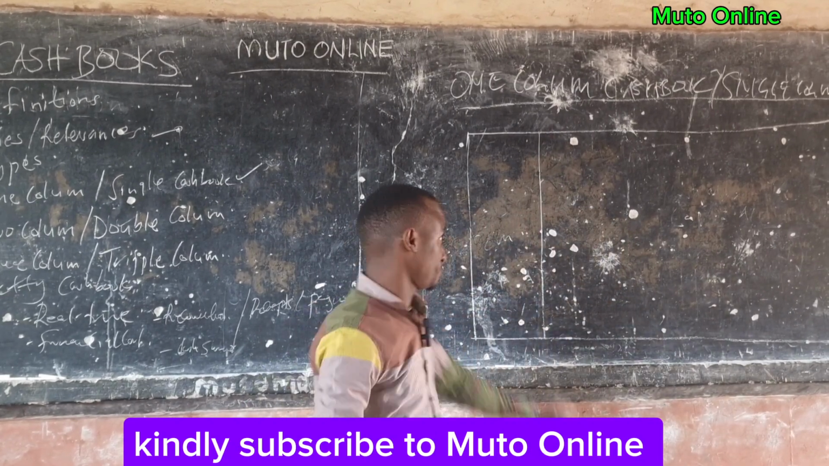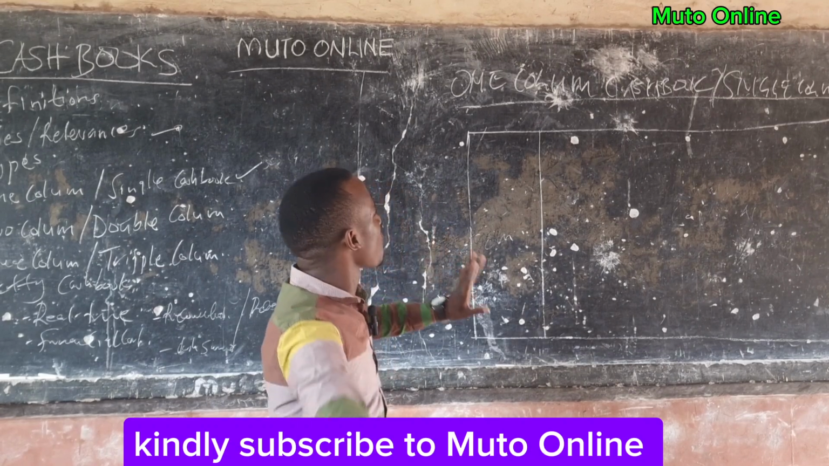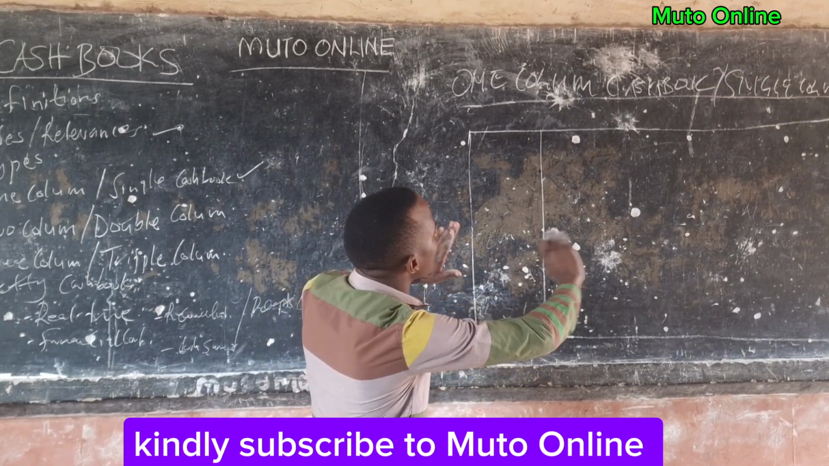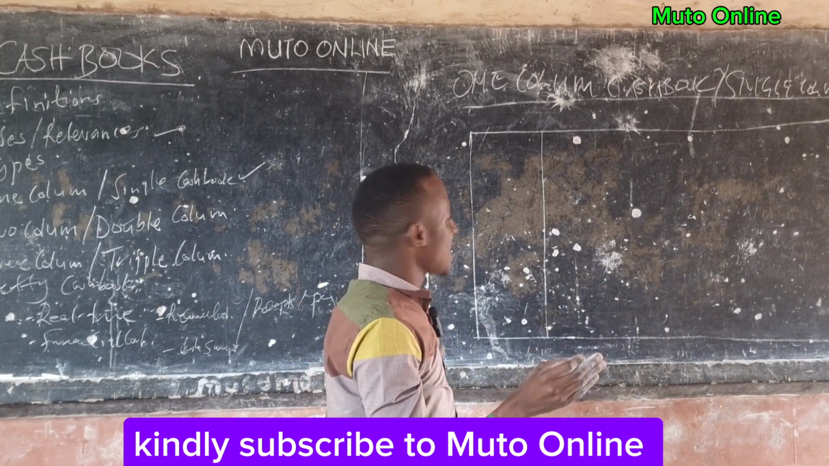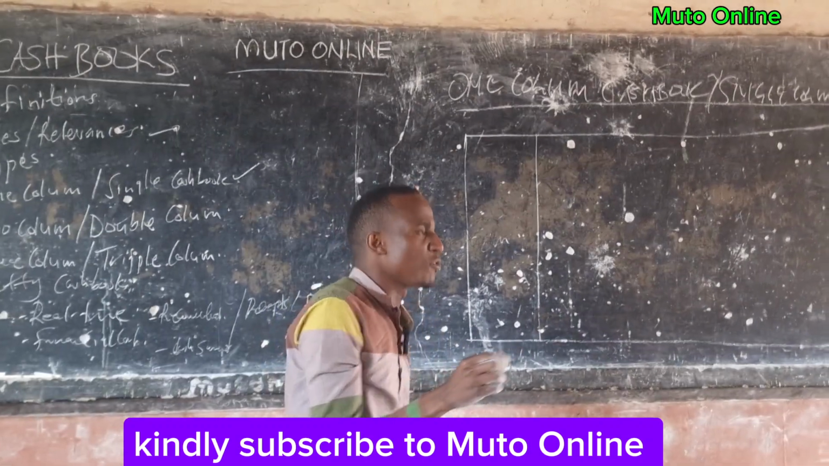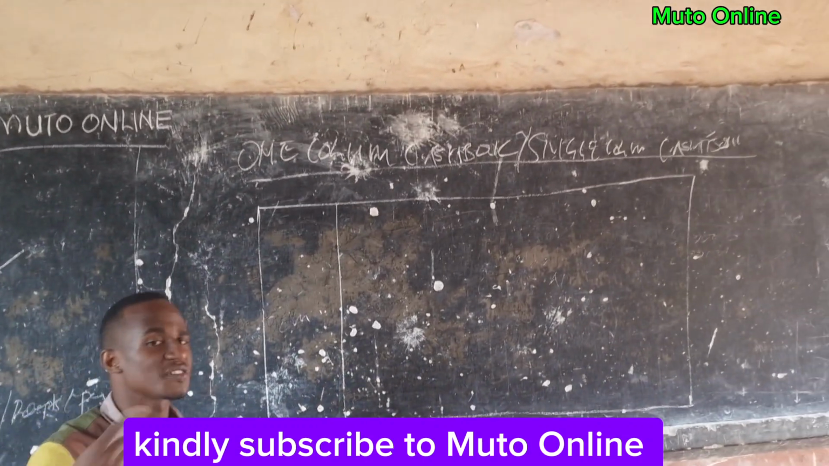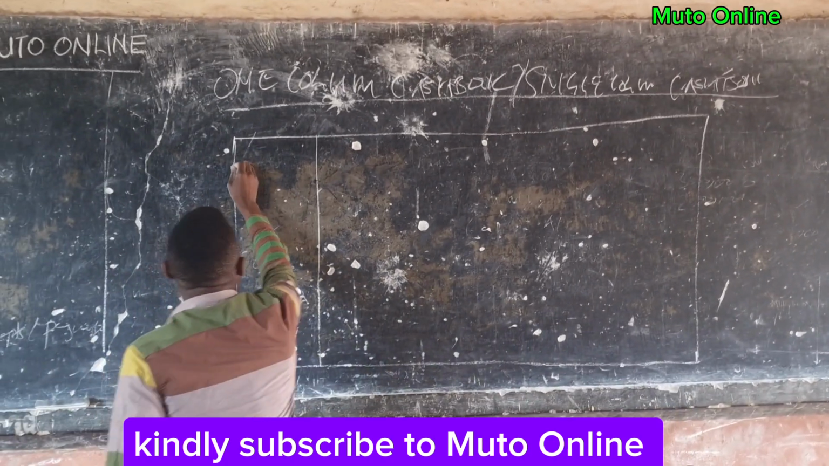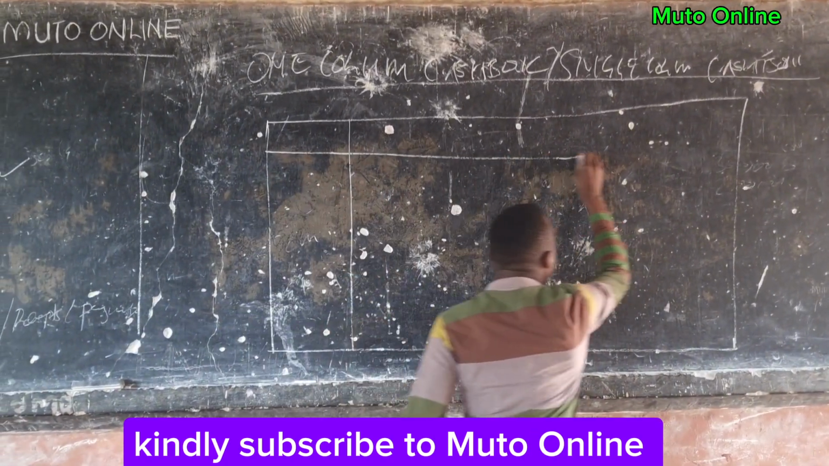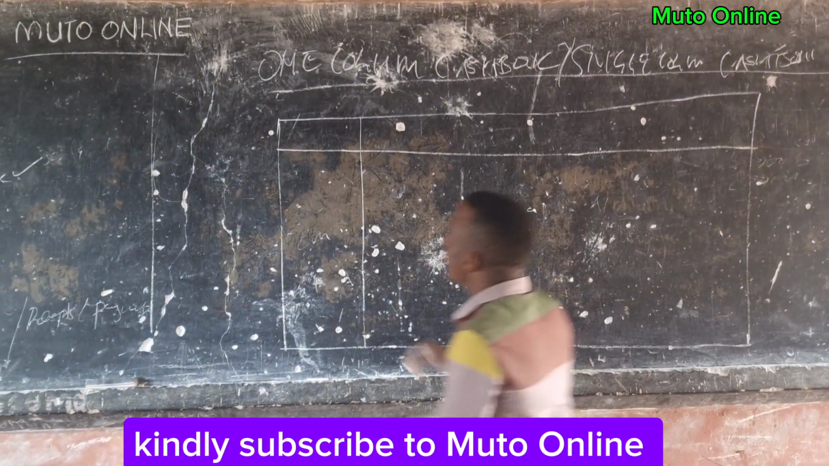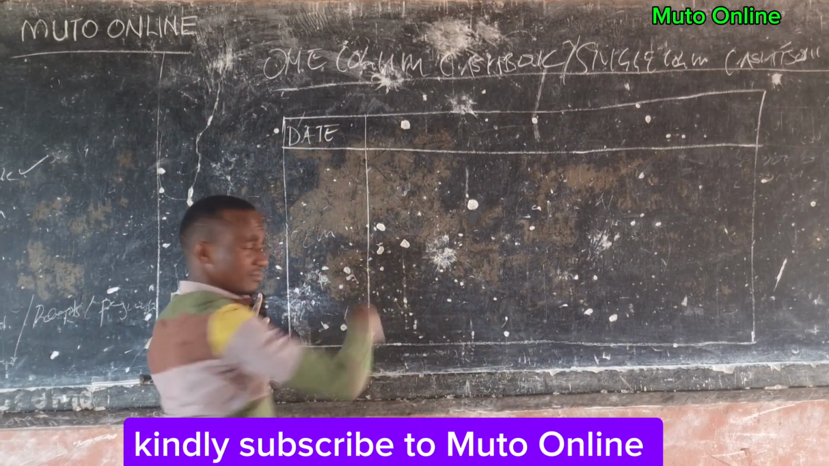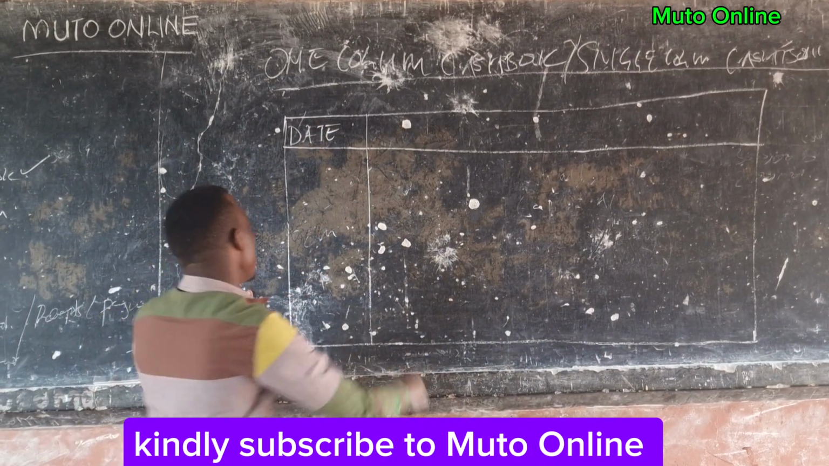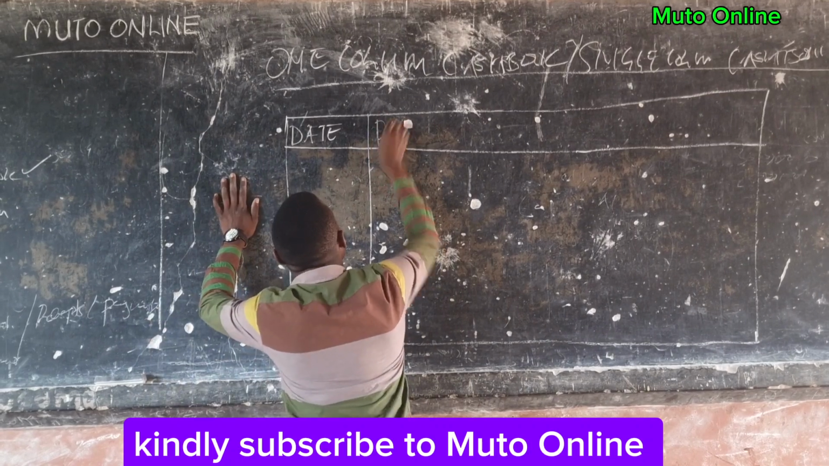I have created a bigger box for easy understanding and for proper viewing. I know some of you may have some problems on your side, but a one column cash book starts with the date. After the date, we are going to go to the particulars.